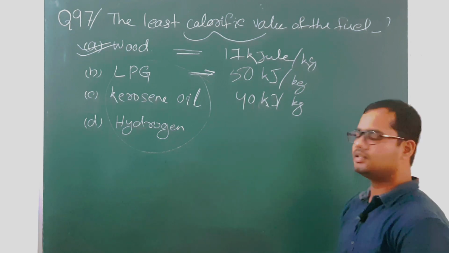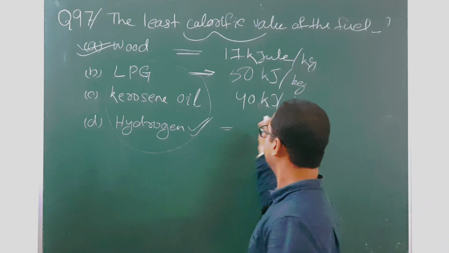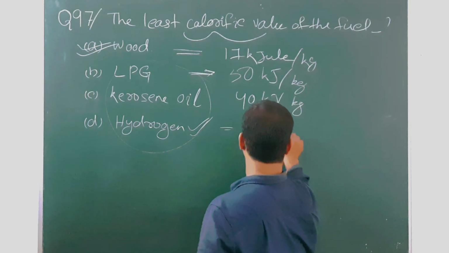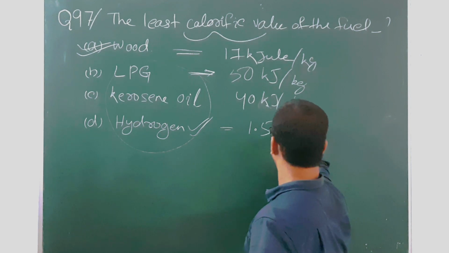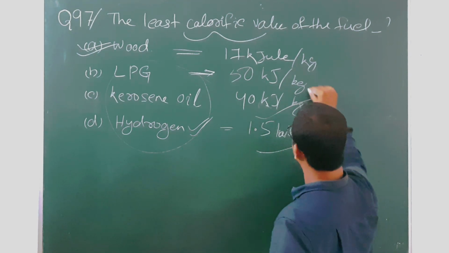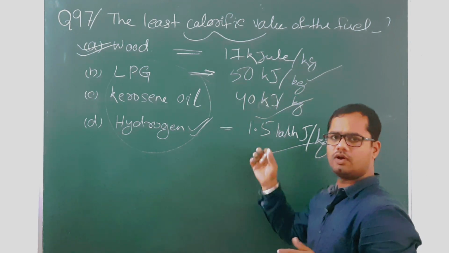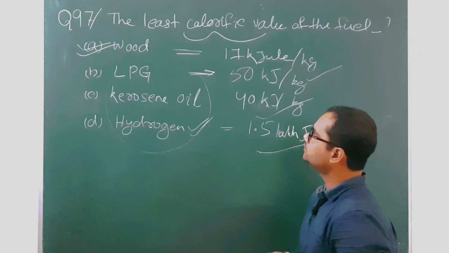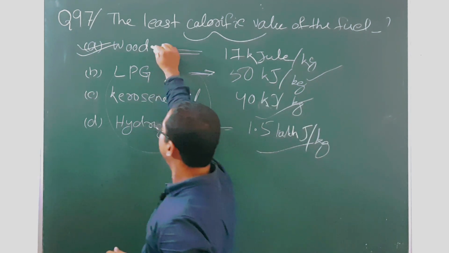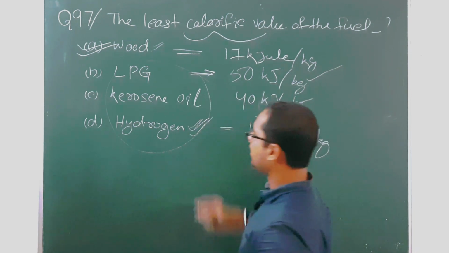And hydrogen has the highest calorific value. For hydrogen, its value is around 1.5 lakhs joule per kg. So these are the values you have. It is not required to remember all these values, but as the question asks for the least calorific value, wood is the least, and the highest calorific value will be hydrogen.